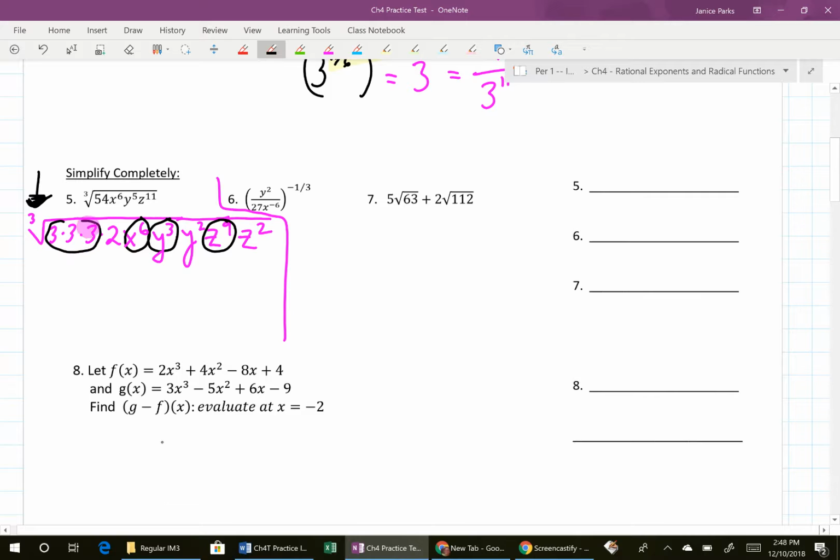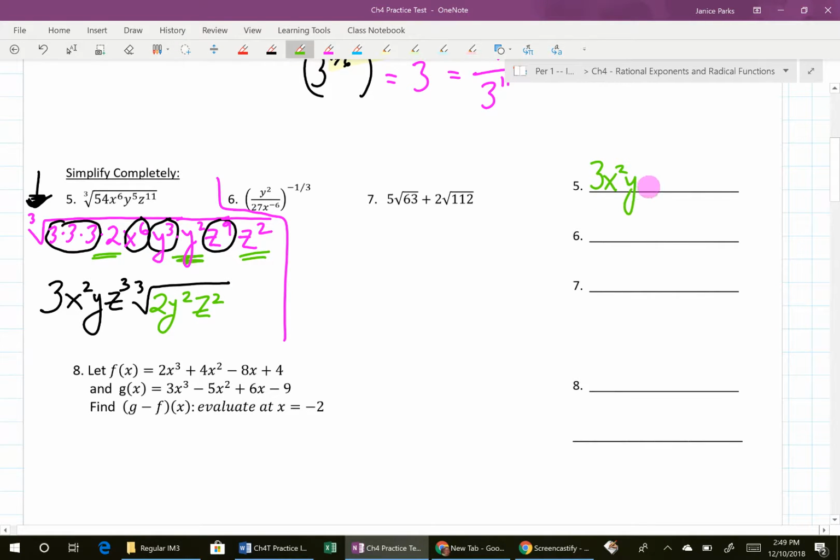Then I'm going to also circle those. So I've taken out a 3, x squared, because you divide 6 by 3, this exponent by that index. And then y, there's one group of y. For the z, there's 3 groups of 3, so that's z to the 3rd. And then in the radical, you're left with a 2, a y squared, and a z squared. So for number 5, you get 3 x squared y, z to the 3rd, cube root of 2 y squared, z squared.